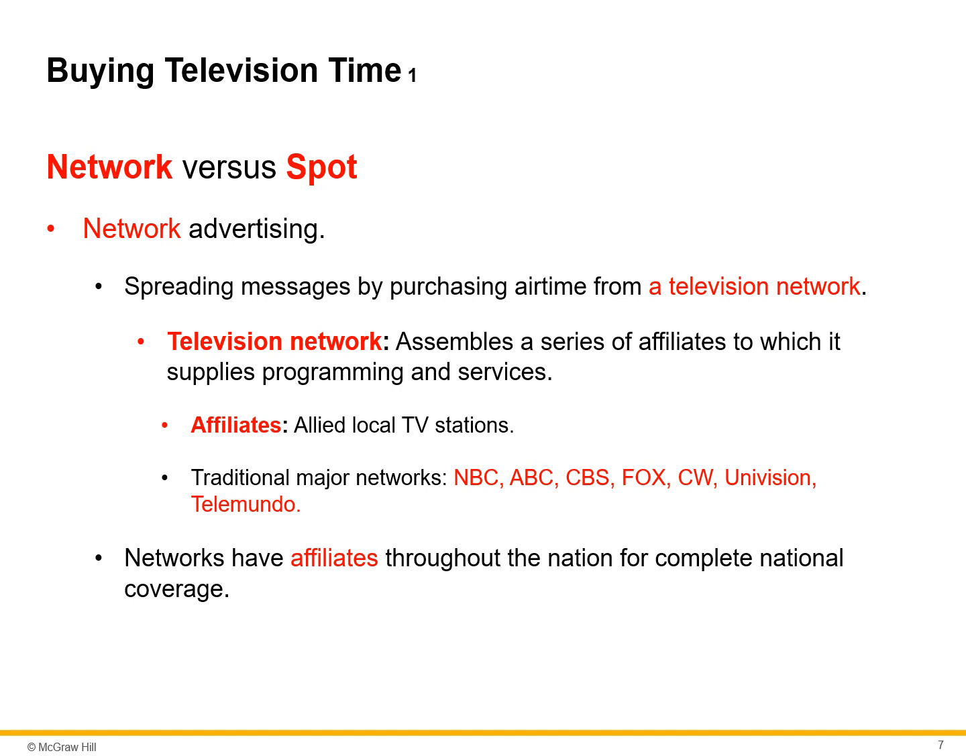Make sure you know how you buy television time. You can buy it through network or spot. Network: we have television networks in this country, and many of them, most of them, have local affiliate stations. For example, in Augusta, Georgia, near Aiken, South Carolina, they have an ABC affiliate, and also an NBC affiliate in Augusta, and Fox, I believe, too. The major networks are NBC, ABC, CBS, Fox, CW, Univision, and Telemundo, the Spanish-speaking network.